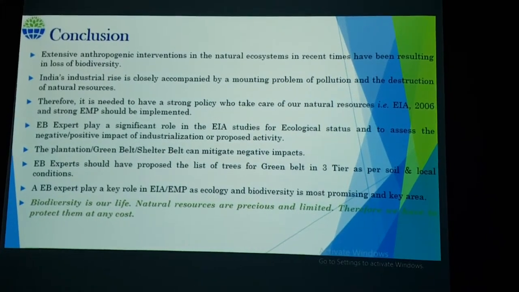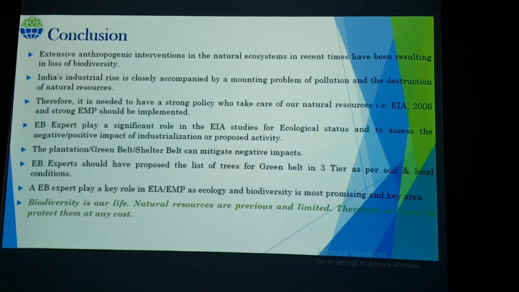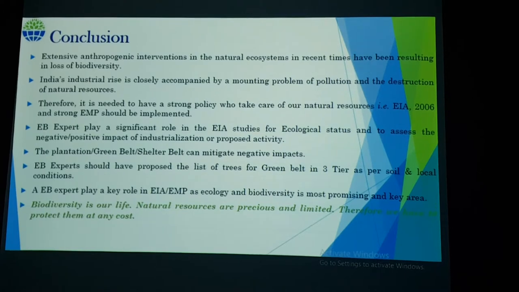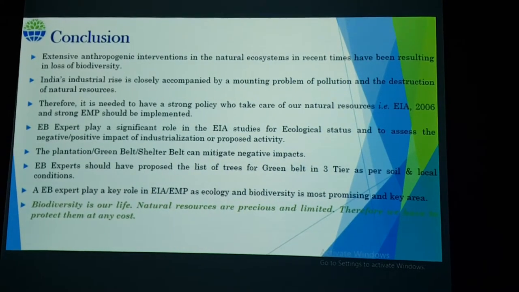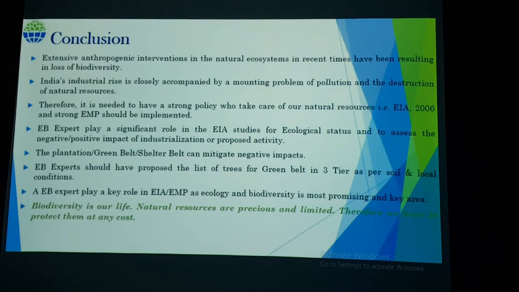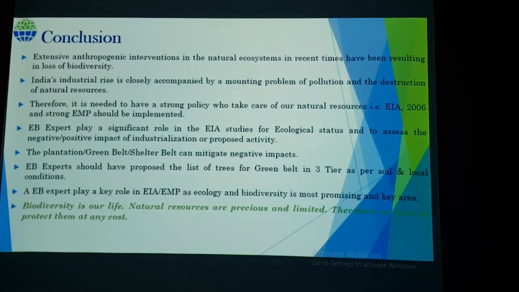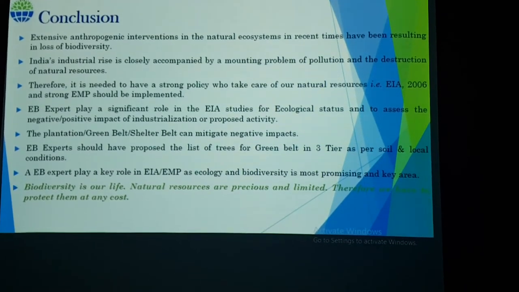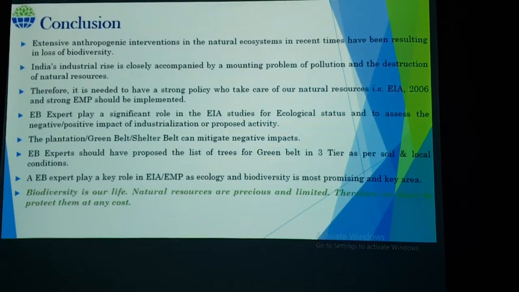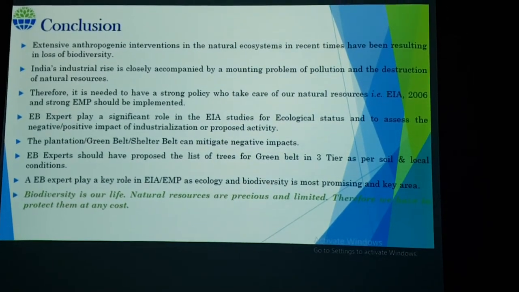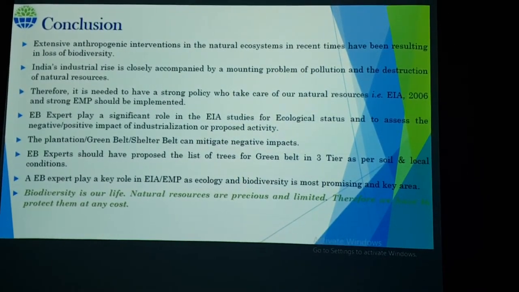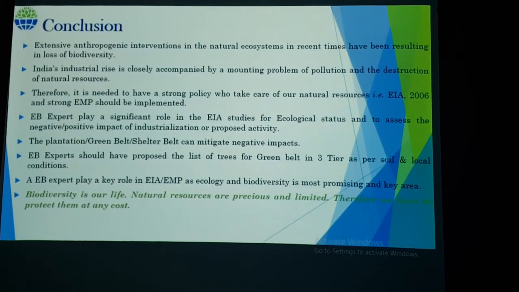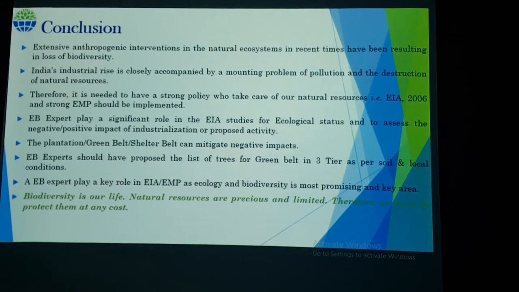So there is an urgent need to look at the role of the EB expert, because the EB expert plays a significant role in EIA studies for the ecological status of that area and the assessment of negative and positive impacts of that industry or proposed activity. Then they have to make a plan including a green belt or shelter belt for some negative impacts. And EB experts should also propose a list of trees for the green belt in three tiers as per the soil and local conditions of that area.